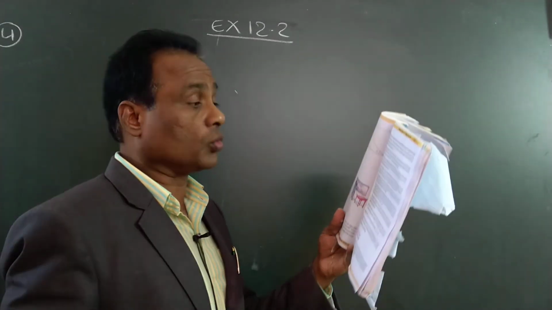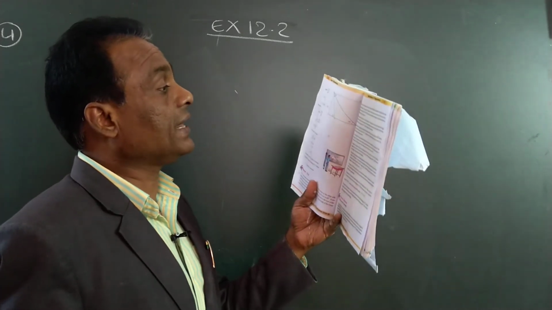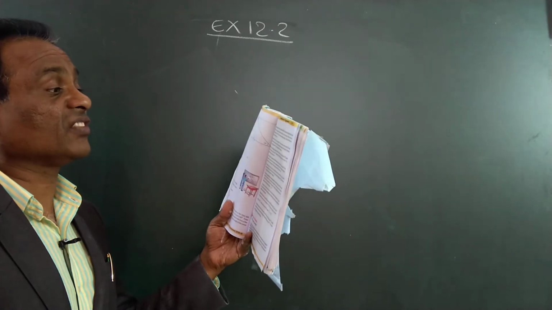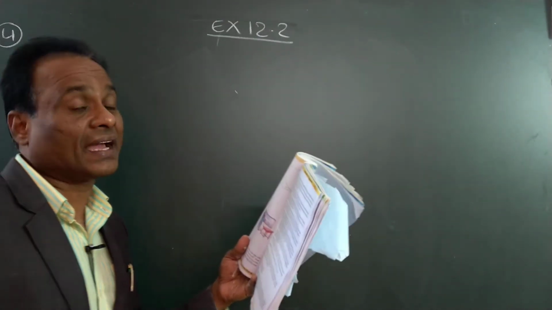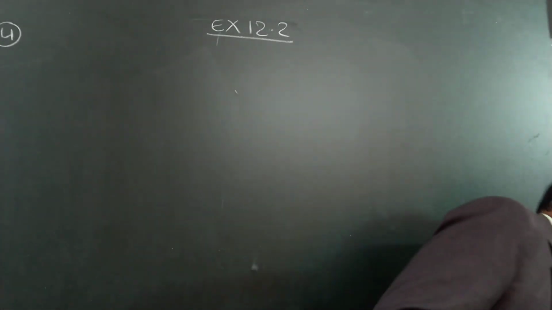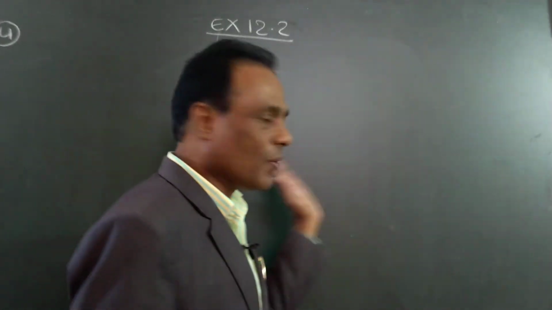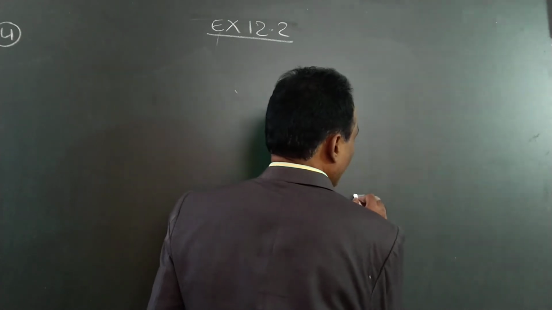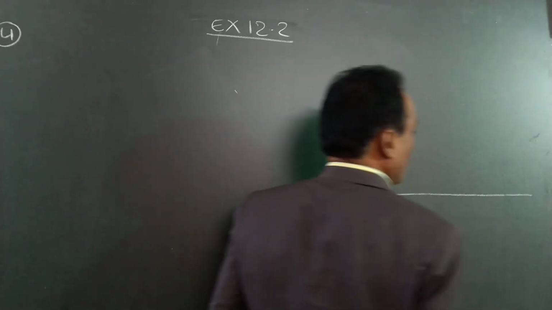I am reading the fourth question. From the top of a building, the angle of elevation of the top of the cell tower is 60 degrees. So there is a building and there is a cell tower. Two objects are there on opposite sides. See here. Don't write. First, just watch how I am drawing the diagram.